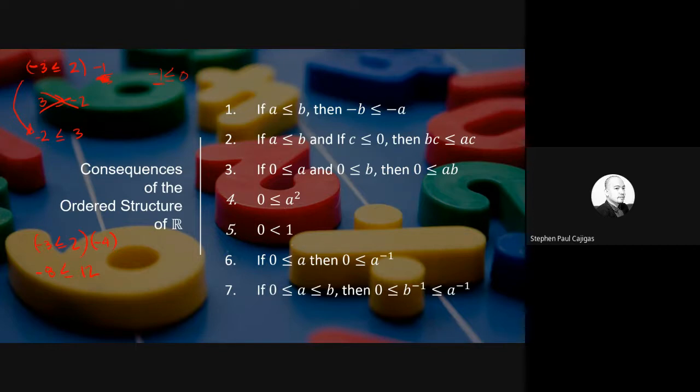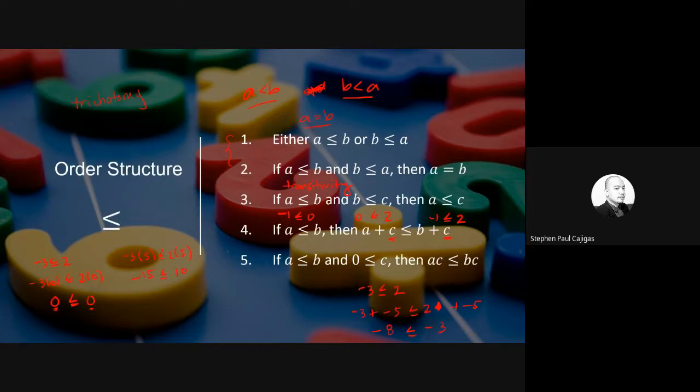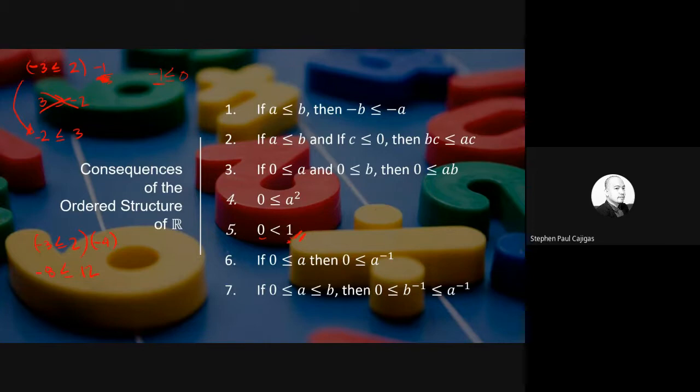And then number 5, 0 is less than 1. In here, it is clear that 0 is less than 1. But this can actually be proven by using the above theorems. So you will also look for the proofs, as these are consequences. So for 1 to 7, you will look for the proofs of these as well.